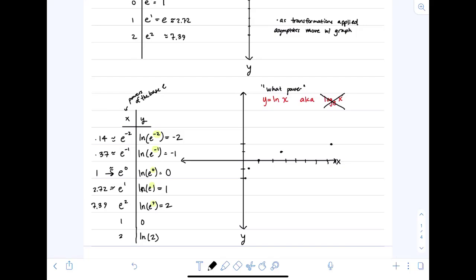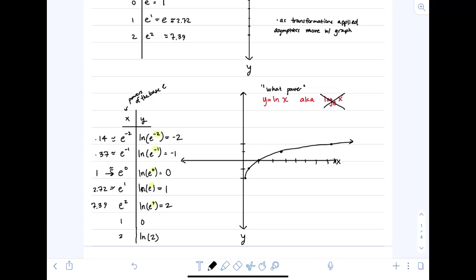Okay, so let's connect those. Looks like it swishes down here. Okay, and then we want to think about what's going to happen as we keep plugging in bigger and bigger powers of e. The powers will get bigger eventually. So that is going to slowly creep towards positive infinity.